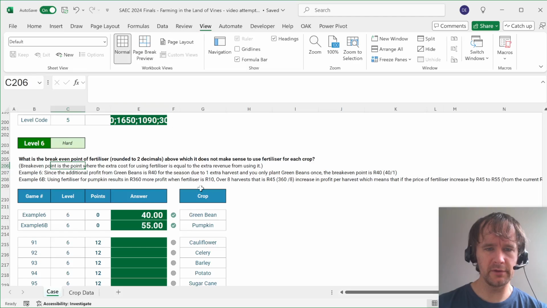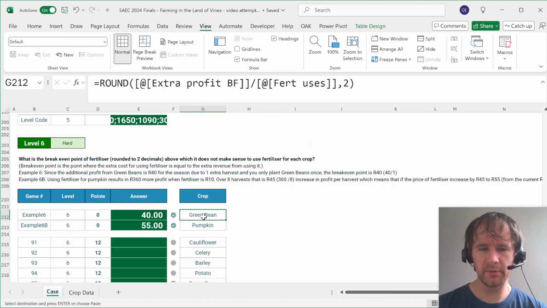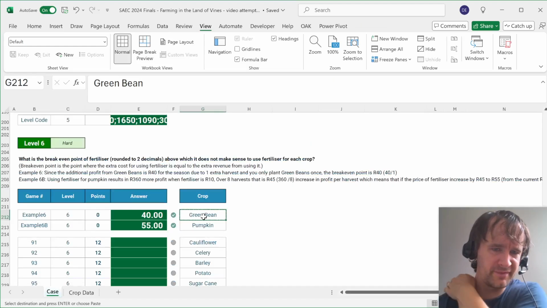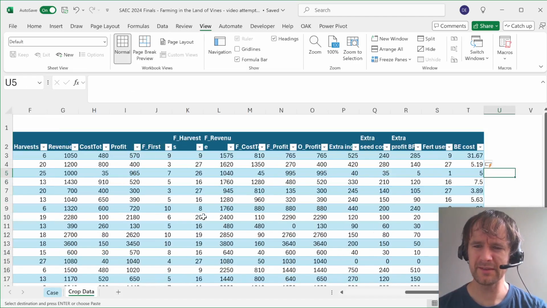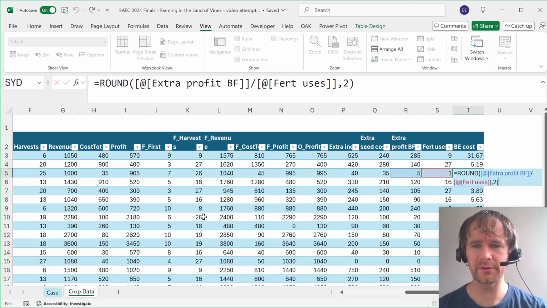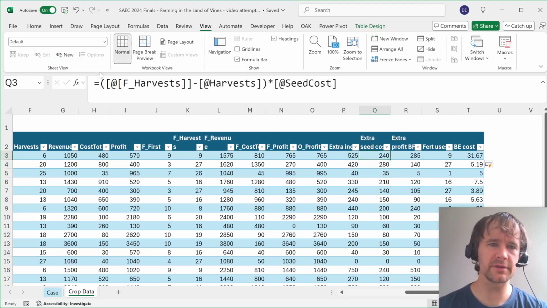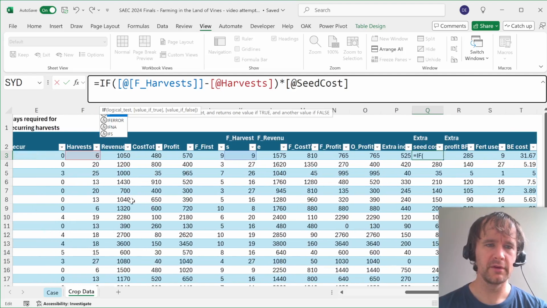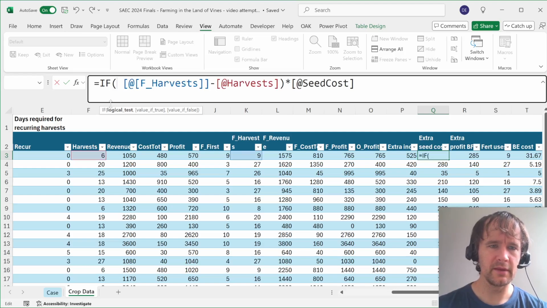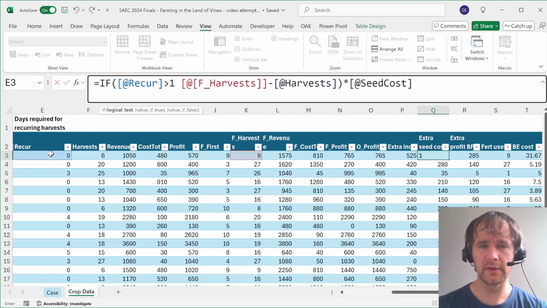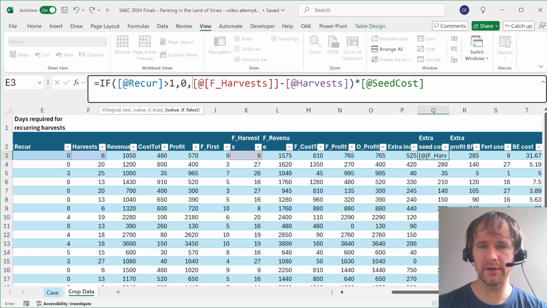And let's just see, because I am a little more nervous about this one than some of the others, let's just see if I've got something right. Green bean is 5. No, it's supposed to be 40. Okay. What? Use fertilizer once. Make 5. Oh, there is no extra seed cost. Of course, sorry. So this should be if it's recurring, then the extra seed cost is 0. Otherwise, it's all this stuff.